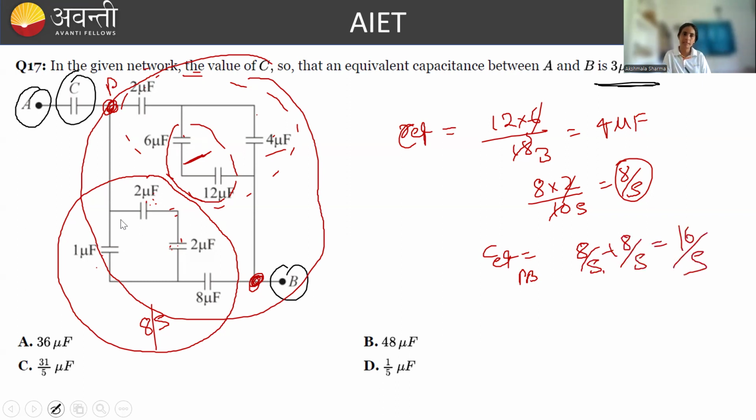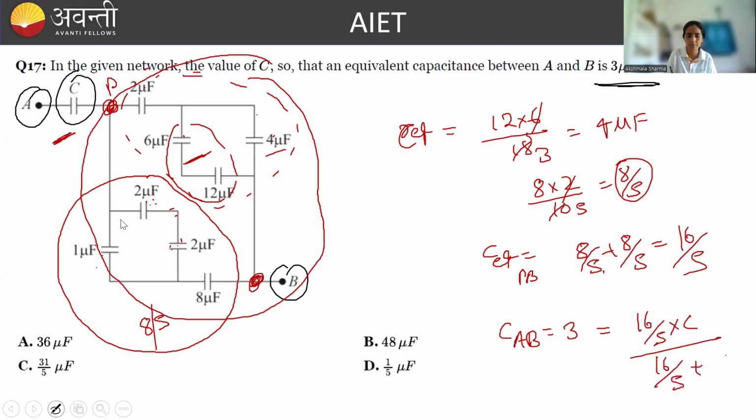Now this 16 by 5 is in series with C. Done. And their equivalent is equal to 3. So if they are in series, they will get added like what? They will get added like parallel. So C_AB is equal to 3 and this will be equal to 16 by 5 into C divided by 16 by 5 plus C. So if you're going to solve this thing, you will get C equal to 48 microfarad. So correct answer is your.